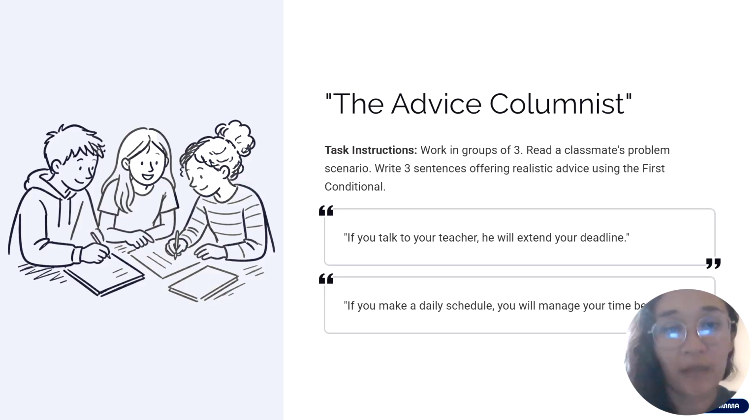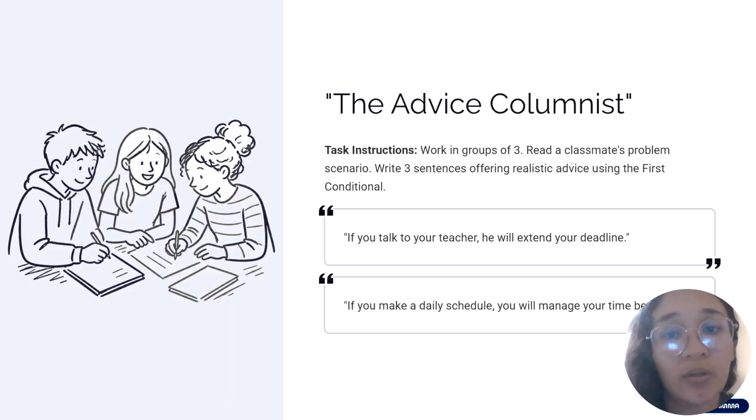For our post activity, students do a real world writing task called the advice column. In groups, they have to read imaginary problems from peers and write three conditional sentences offering different advice. For example, if you talk to a teacher, he will help you to fix your grade. Another one, if you make a daily schedule, you will manage your time better. Those are some examples for our post activity.